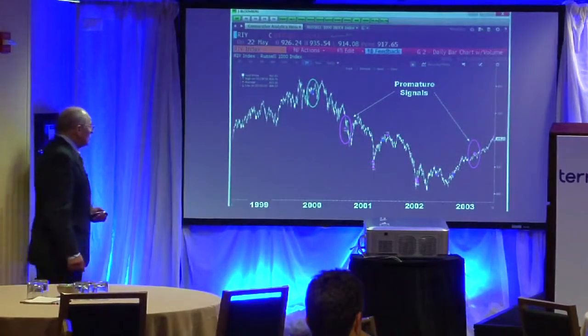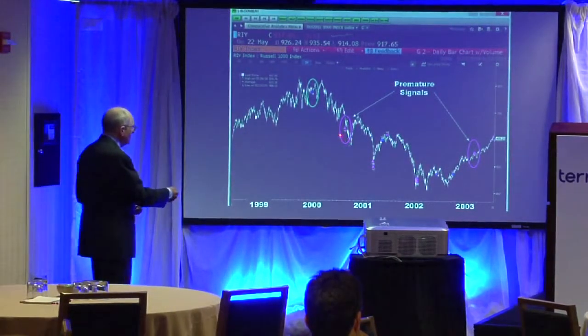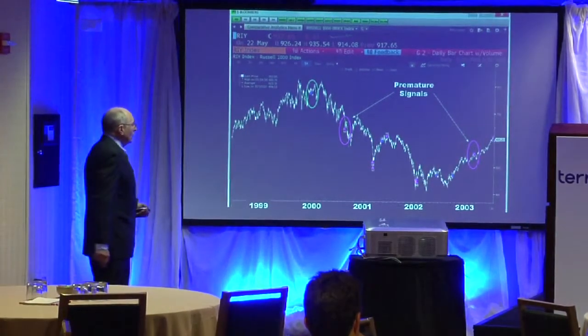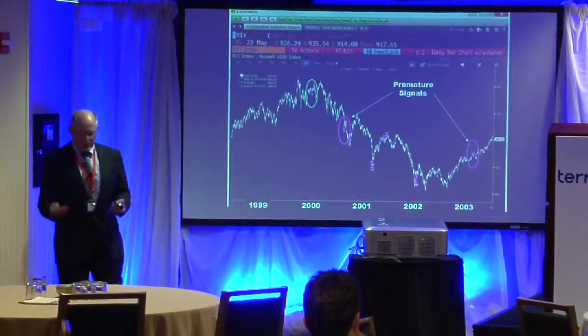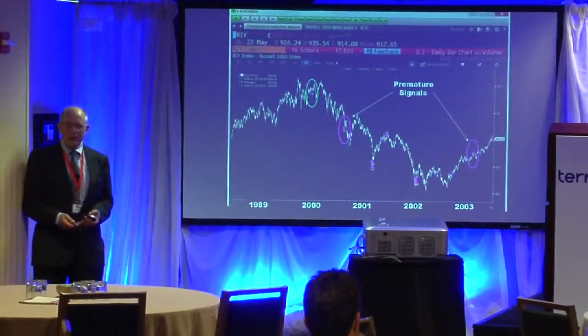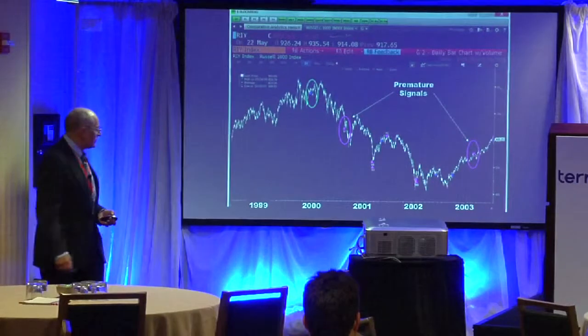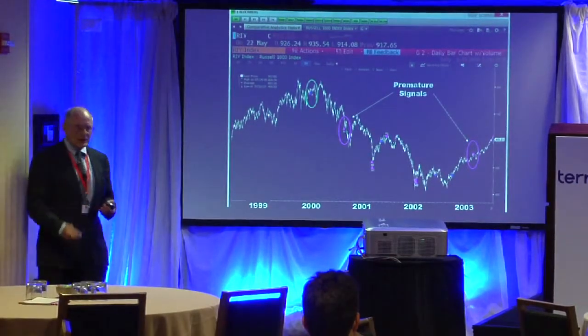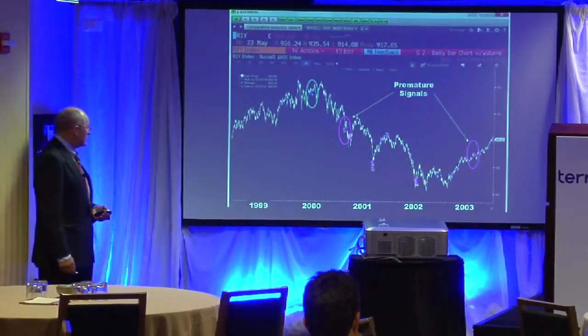Okay, not all of these signals work out. Here are some premature signals. So part of this extreme Hurst signal is a filtering mechanism that tries to get rid of some of those. And that's where the interaction between Parallax and Hood River Research started.